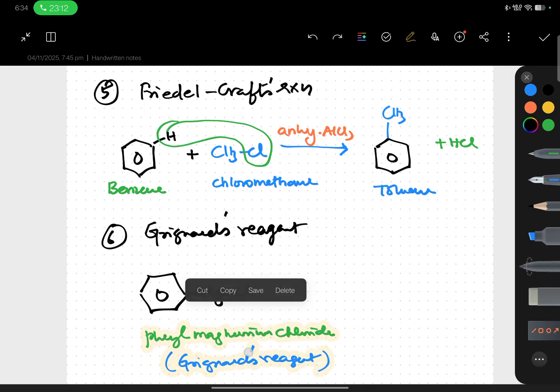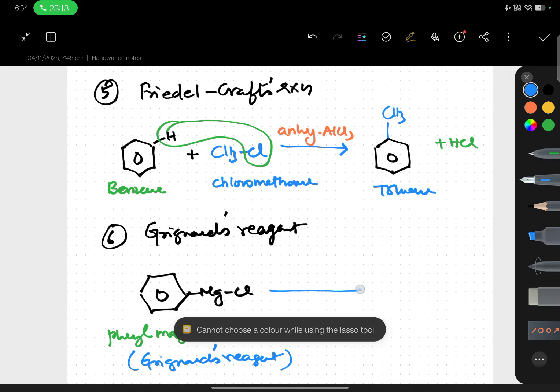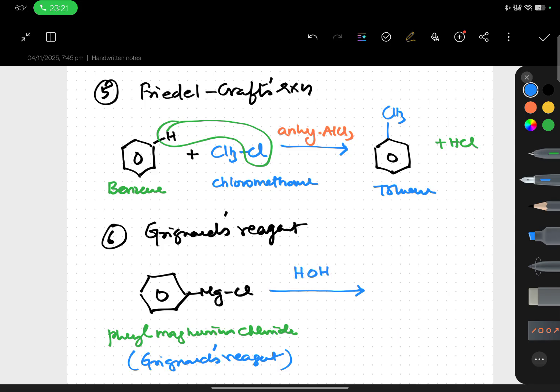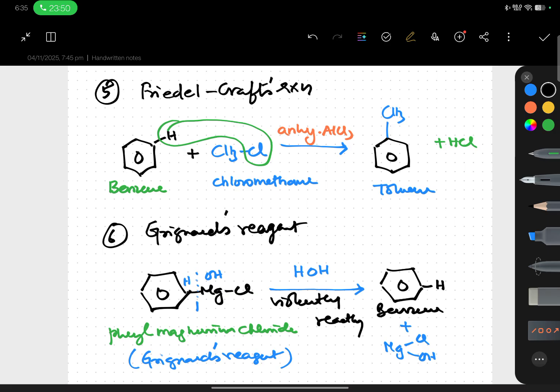You need not do anything to it, ma. Just add water. If you just add water to it, it will take care. So the bond will break here. You'll get HOH, MgClOH plus benzene ring. And this reaction is very, very dangerous. Actually speaking, if you are going to add water to Grignard's reagent, it will violently react. Please make a note, ma.